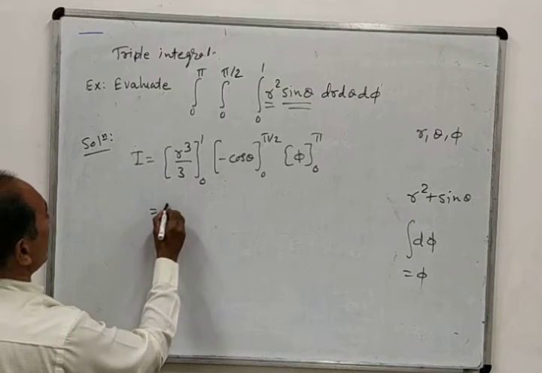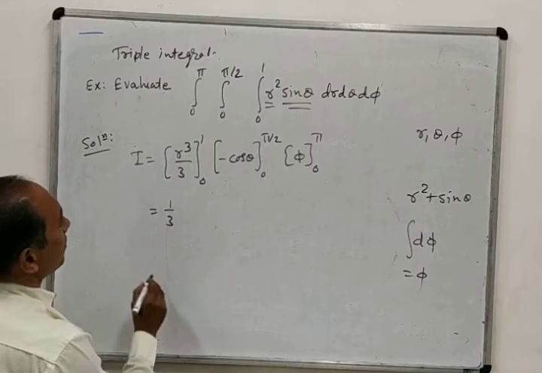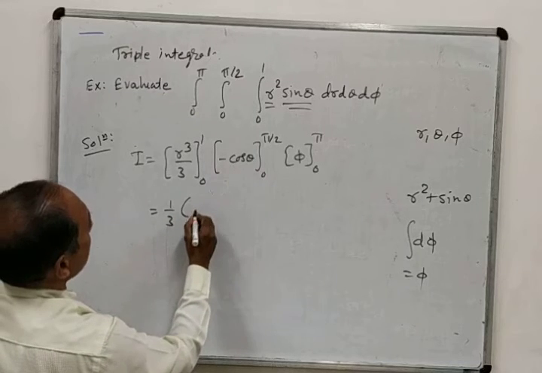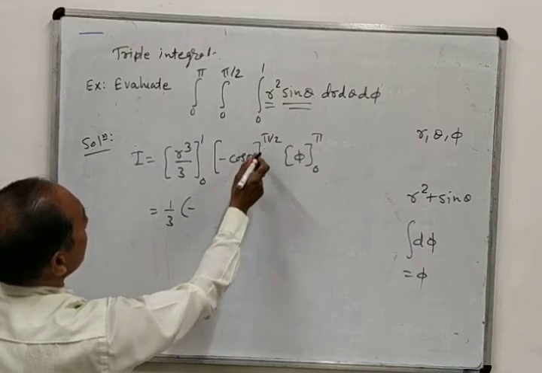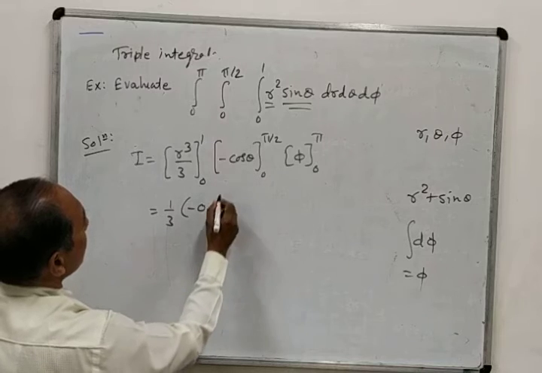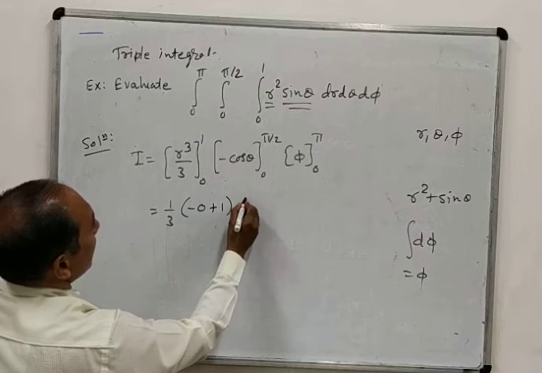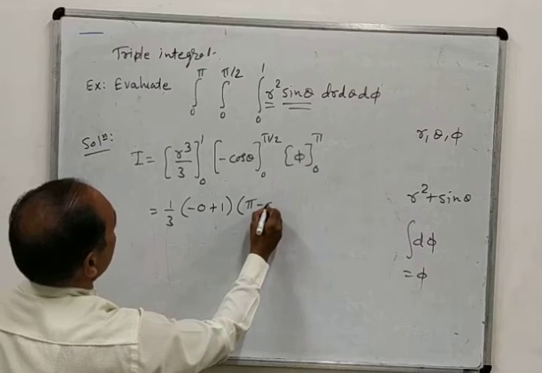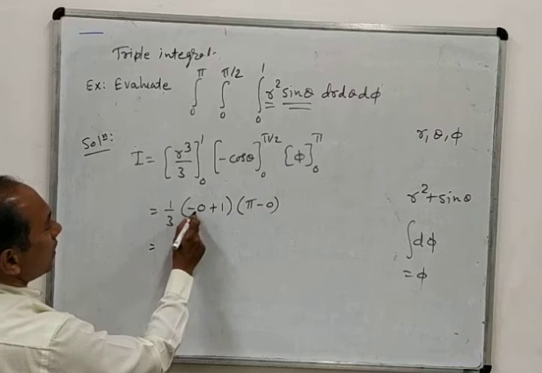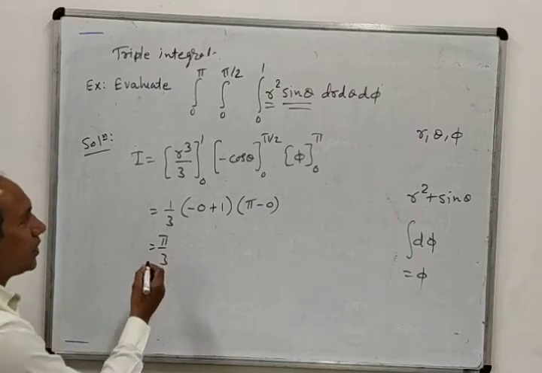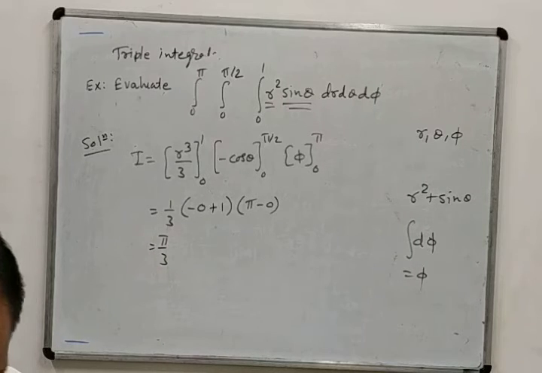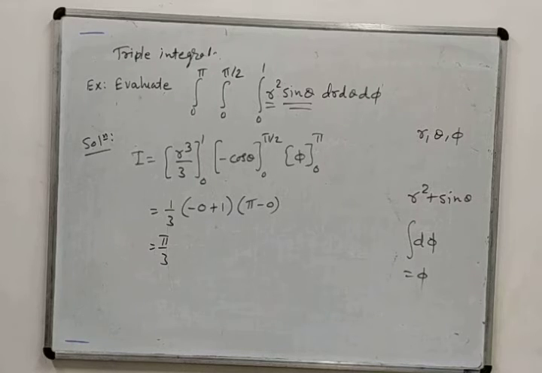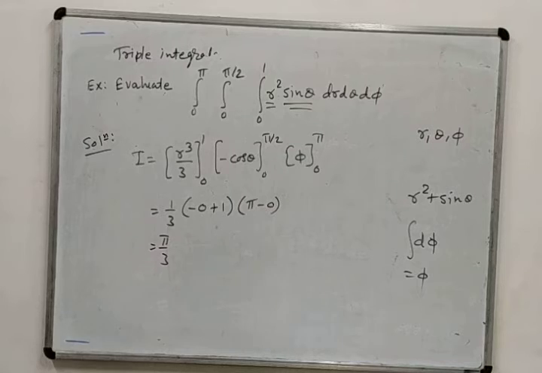So here it is 1 by 3 minus 0, so 1 by 3. This is what? Minus cos pi by 2. But cos pi by 2 is what? 0. Then lower limit 0 plus cos 0. Cos 0 is 1. Here it is pi, pi minus 0. So this is 1 minus 0, which is 1. It is pi. So the answer is pi by 3. So it is very simple. All of you write down this solution again.